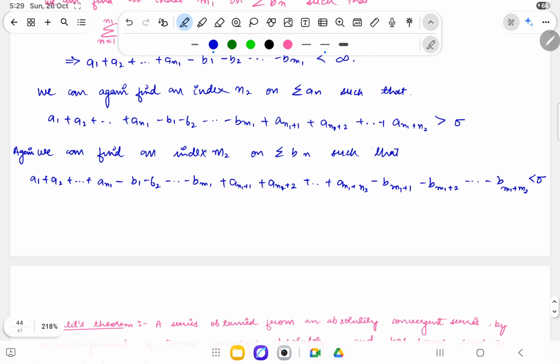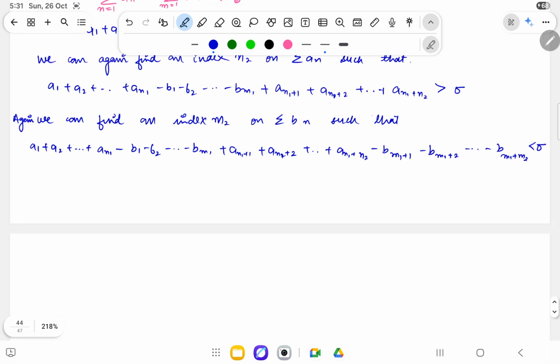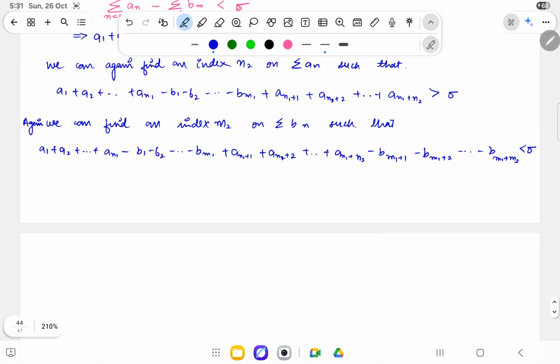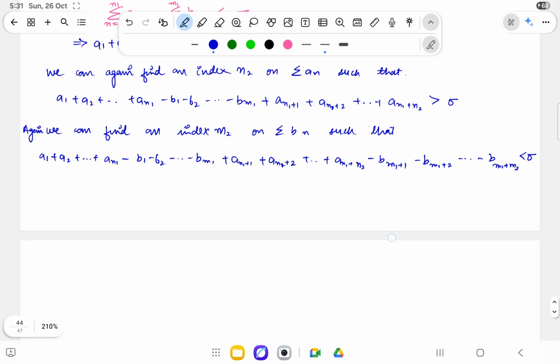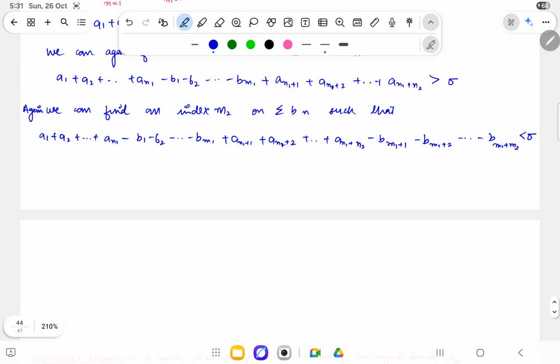And I can just keep on continuing this process. If you observe, we keep continuing and we'll get many indexes like n1, n2, n3 and so on, and similarly indexes for the b series as well. We can continue this process indefinitely, and we are able to do this because the series summation an and bn both are divergent series, so we are able to choose these indexes.